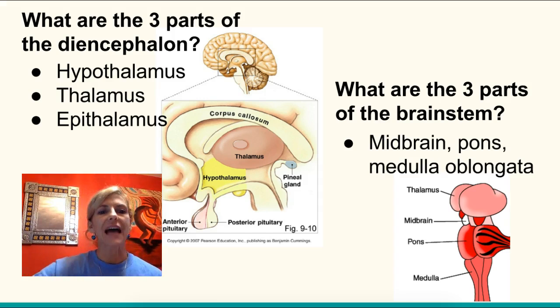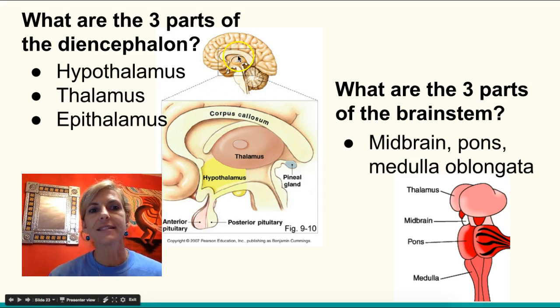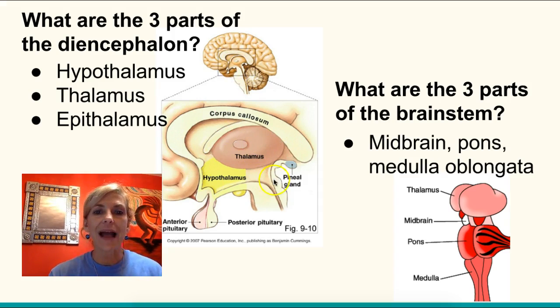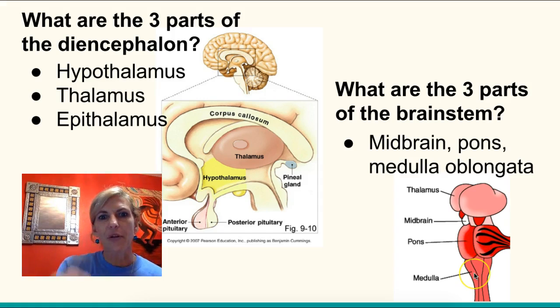So questions like this, I feel you can answer if you know the anatomy of the brain. So if you can label a diagram of the brain, you should be able to answer. What are the 3 parts of the diencephalon? What are the 3 parts of the brainstem, right? So let's go inside the inner brain making up the diencephalon. You have the corpus callosum, but what I'm looking at, the 3 parts, is the epithalamus above the thalamus, and the hypothalamus.